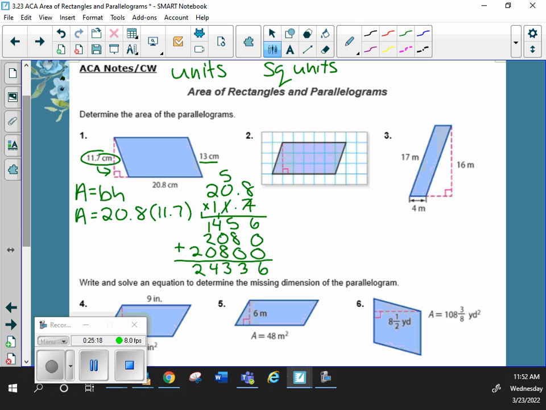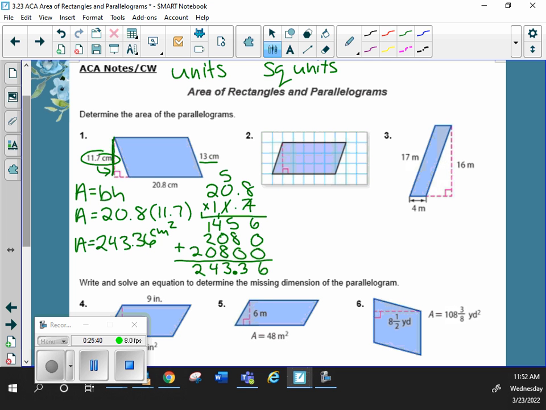And class, how many times do I need to move my decimal? 2 times. So my area is equal to 243.36 centimeters squared. Okay? So, let's just talk about a quick vocabulary word. We're going to look at it more tomorrow.